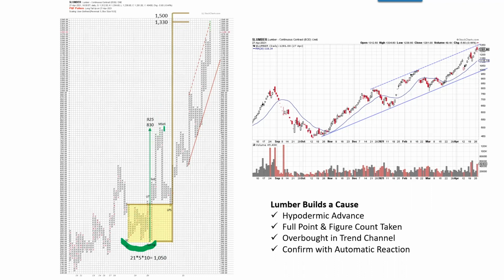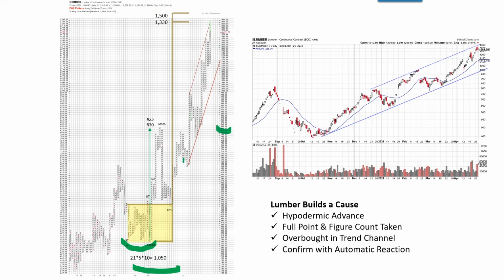Hit 830, missed it by one box. Went up to 820 right here. Great move. And then it pulled all the way back. I'm calling this a major sign of strength, pulled back to the top of the breakout area. I took the full count across here, 21 columns, and it gave us 1050 of count from the LPS and from the low. And this gives us an objective here, 1330 to 1500. And we went right up to 1330, touched it.